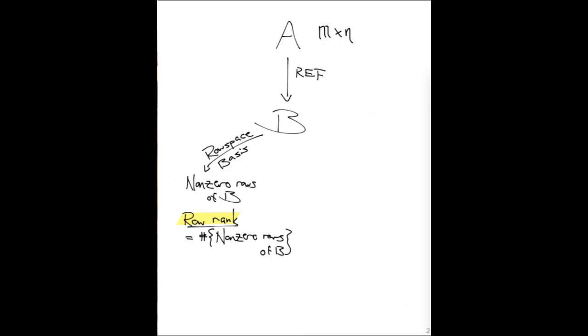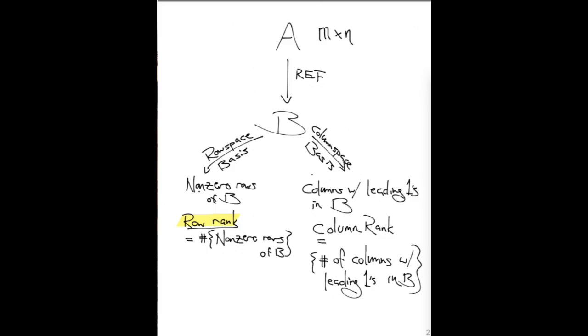Now, how about the column space? Well, remember, to find a basis for the column space, we look at the columns with leading ones in B. Now, we may choose corresponding columns up here in A to find that basis, but it still follows that the dimension of the column space is equal to the number of columns with leading ones in B, and that then is the column rank.